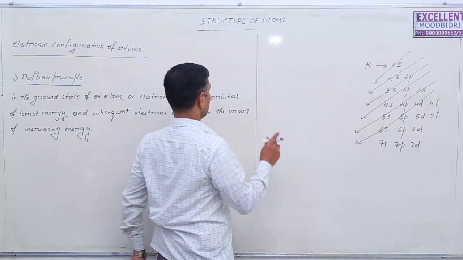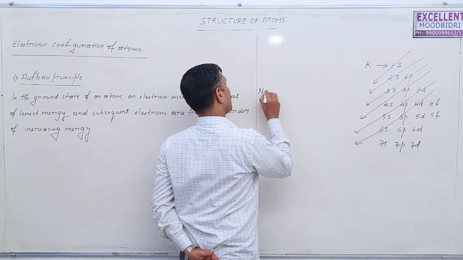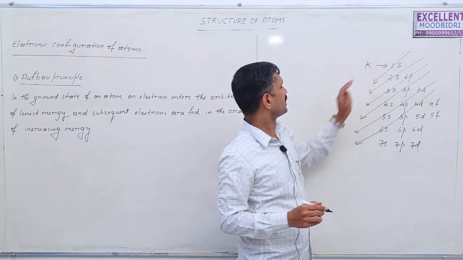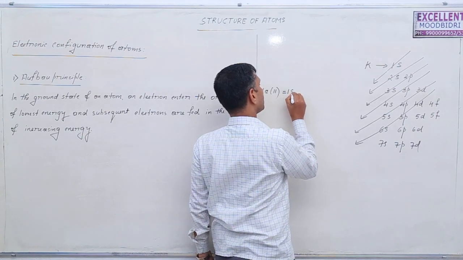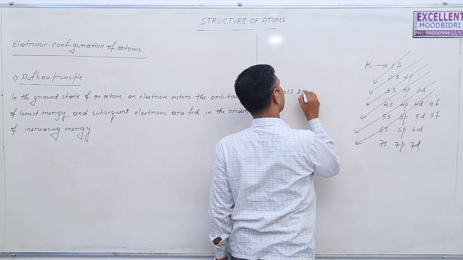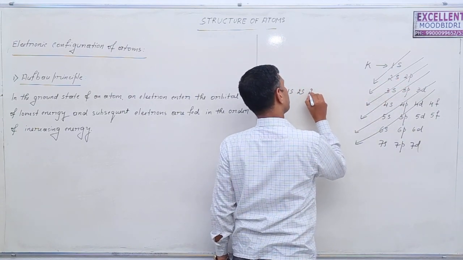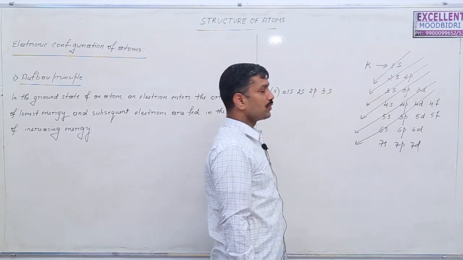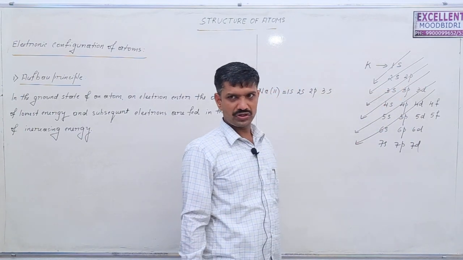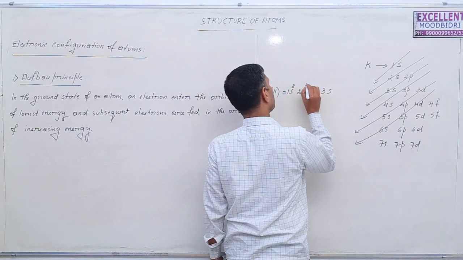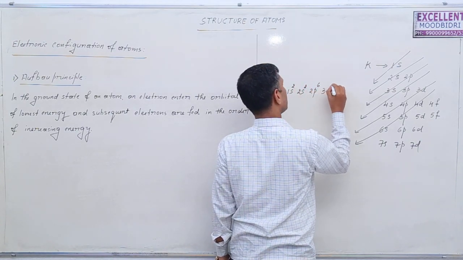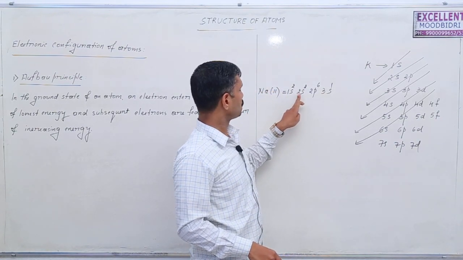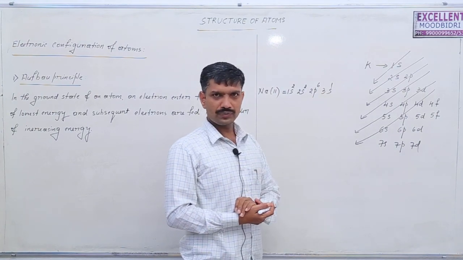If we take sodium as an example, the atomic number of sodium is 11. So the first orbital is 1s, next is 2s, next is 2p, next 3s. Continue, next 3p. Atomic number 11 means you have to write the configuration: here 2, here 2, here 6, here 1 is enough. Total atomic number 11: 1s2, 2s2, 2p6, 3s1.